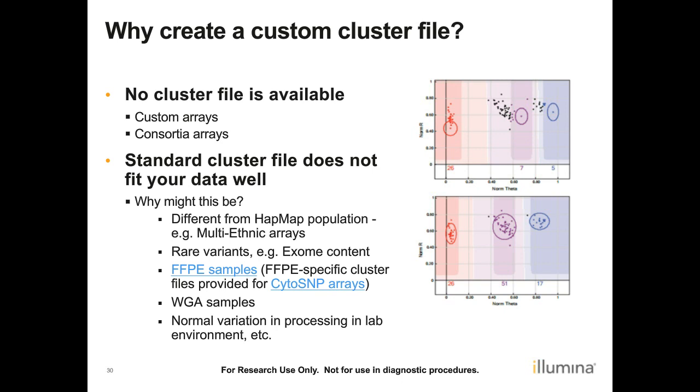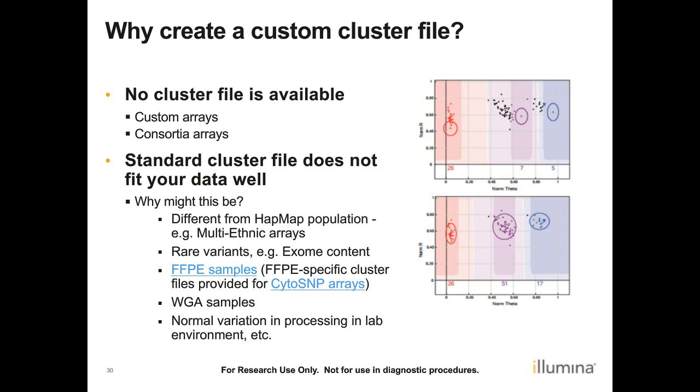You may get lower call rates. If you're doing CNV analysis and you're taking a close look at your allele frequencies and intensity data, and the cluster file does not fit correctly, you will see noisier data, and you may not be able to do an accurate copy number variation analysis. For example, differences in your population from the HapMap populations.